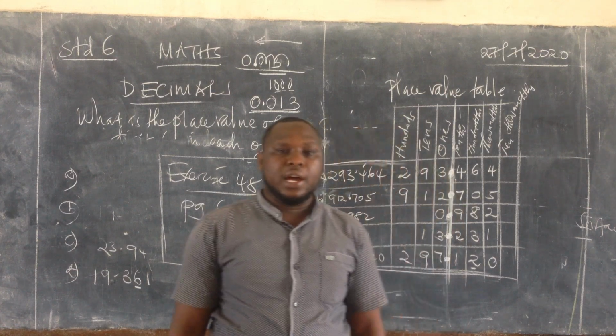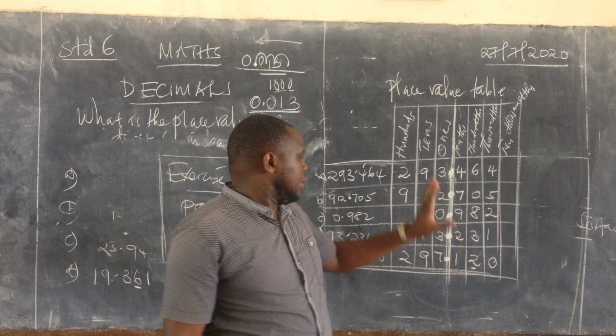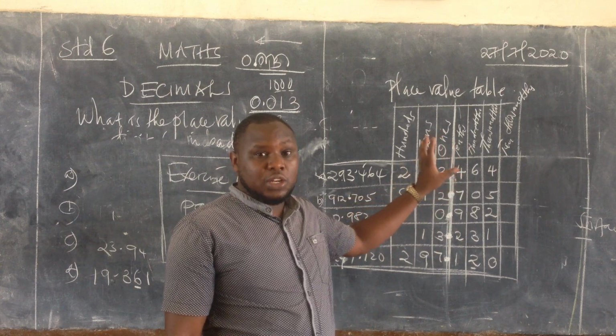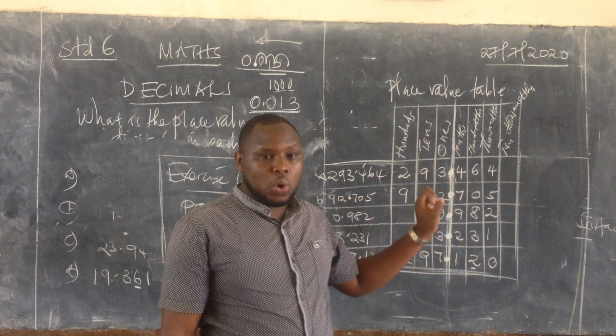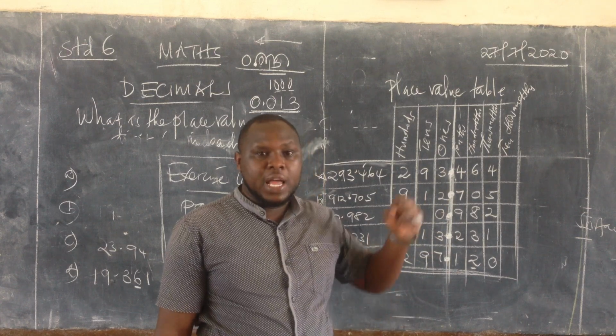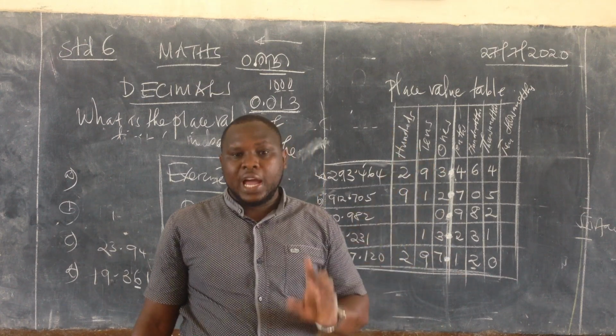So until next time, learner, do that work well. Ensure you have this place value table in your book. Write it so well so that anytime you're given a number, you can just fit it there and get the place values of those digits.